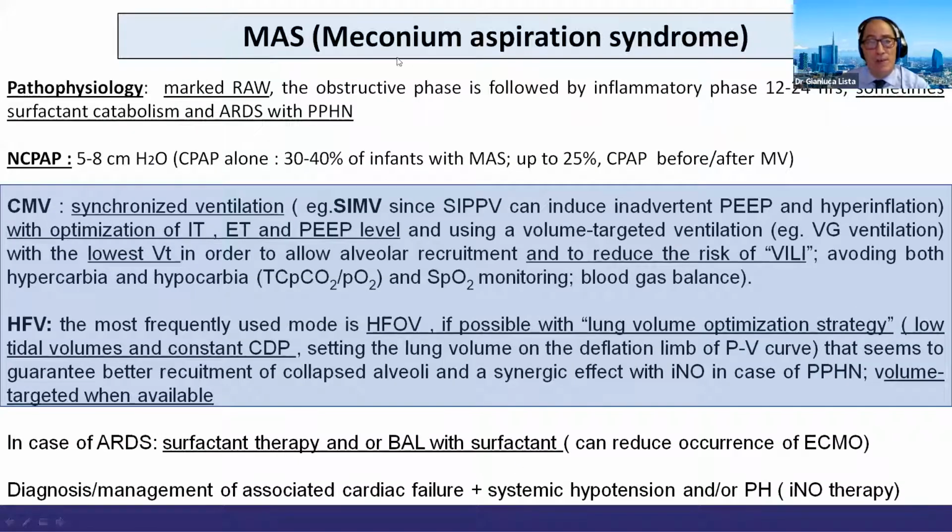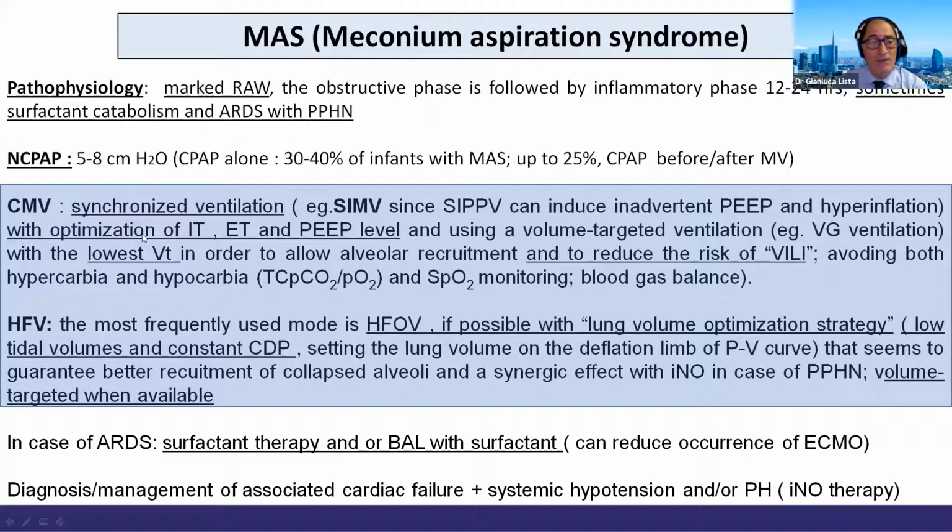Meconium aspiration syndrome is characterized by marked resistance and sometimes could be associated with surfactant catabolism, and so the RDS and the persistent pulmonary hypertension. If the baby is mechanically ventilated, you can start with synchronized mechanical ventilation. I suggest to use the SIMV, since the SIPPV can induce inadvertent PEEP and hyperinflation. So it's important to optimize the inflation time, the respiratory rate, and the PEEP level in order to reduce the risk of ventilator lung injury.